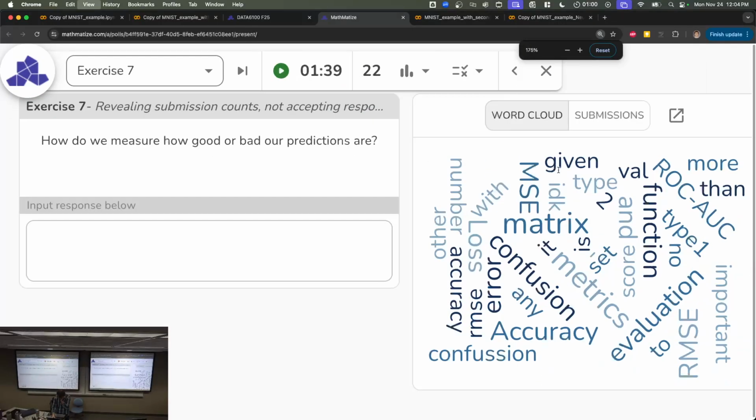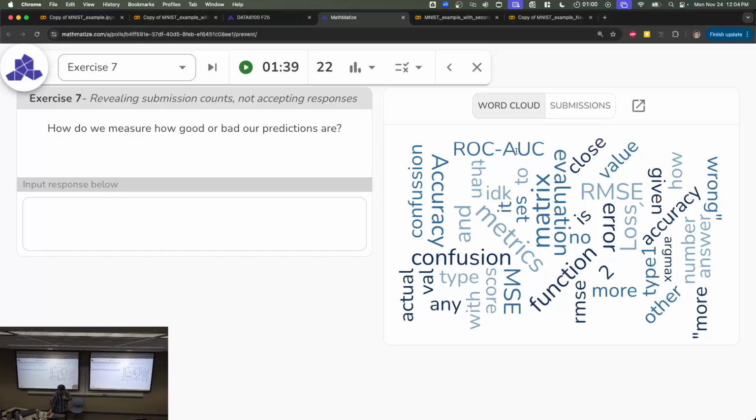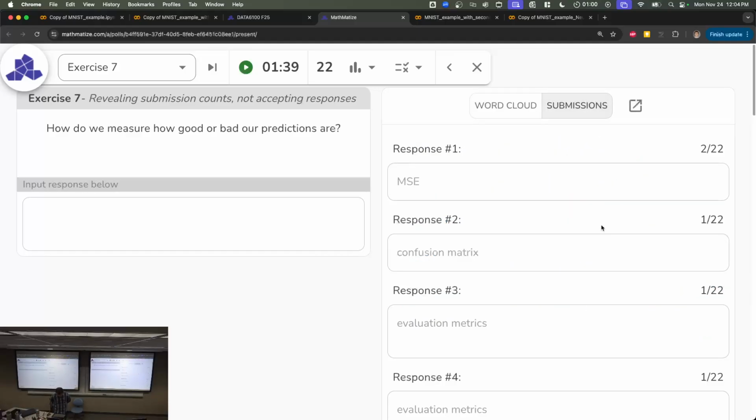Oh my goodness, we got some nice text here. Mean squared error: two people said mean squared error. The answer is not mean squared error. Mean squared error is when you predicted a number and want to know how far away you are from the number. Thinking of the number as 4.7, we said it's 5.2, so we're off by 0.5. It is not mean squared error.